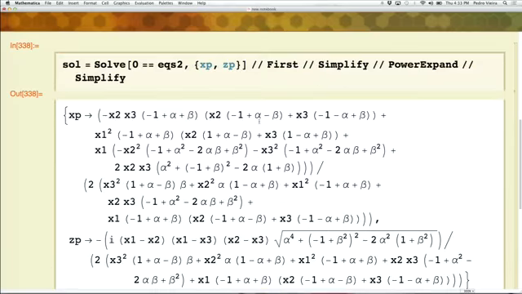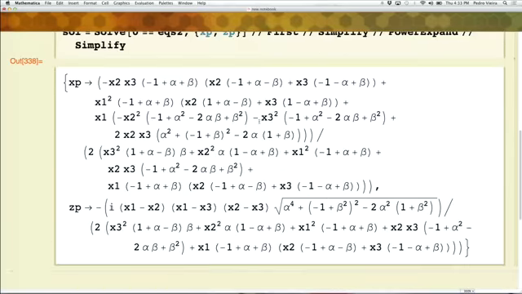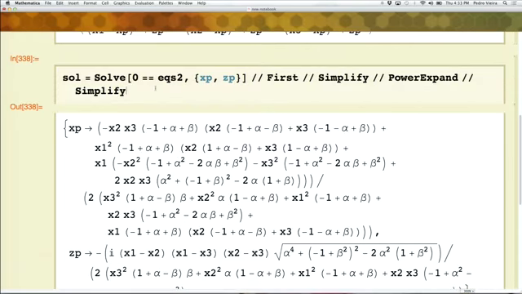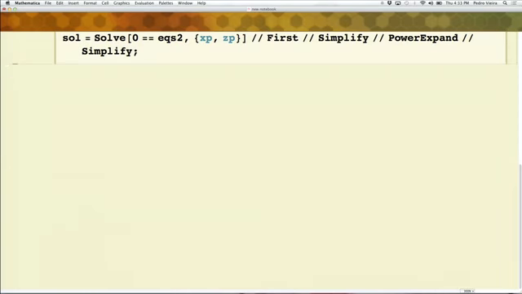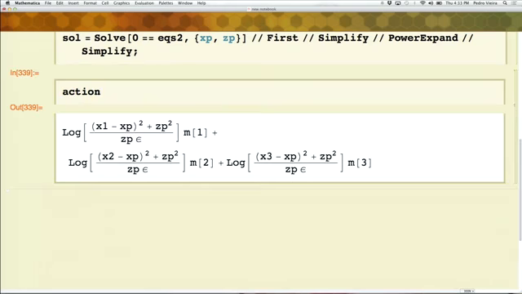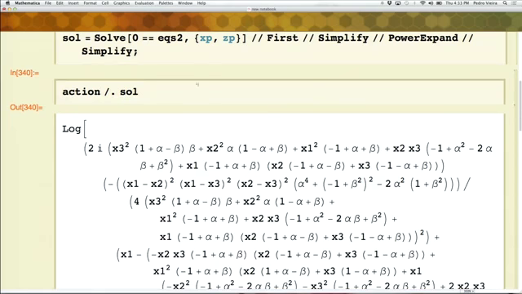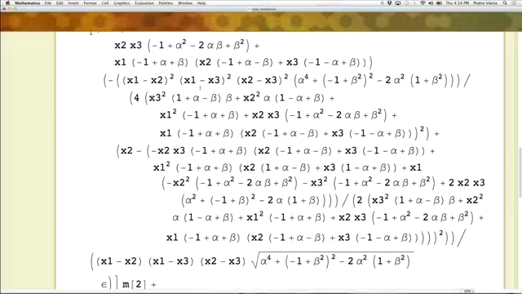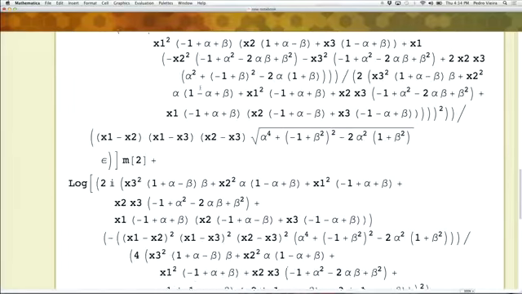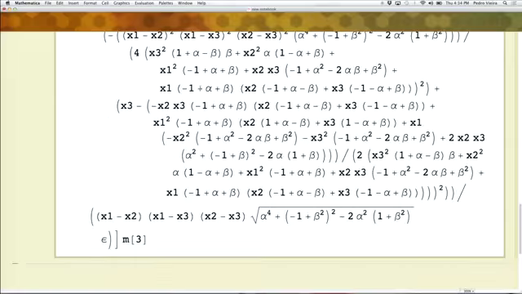Okay, a little bit better, but still quite complicated. Okay, we don't want to see this, it's too scary. So now we have our action, and all we have to do is replace our solution there. So this is our correlation function of 3 operators at points x1, x2, and x3.